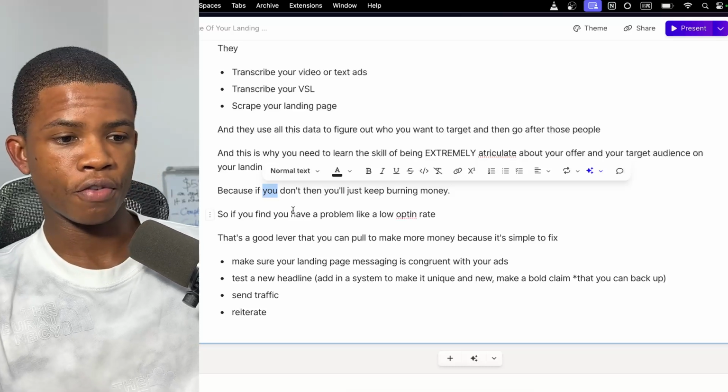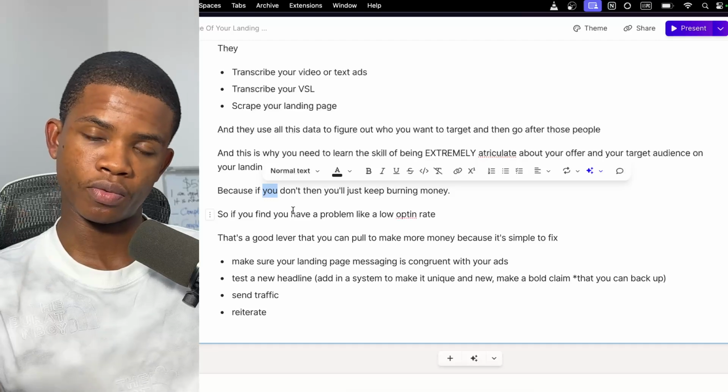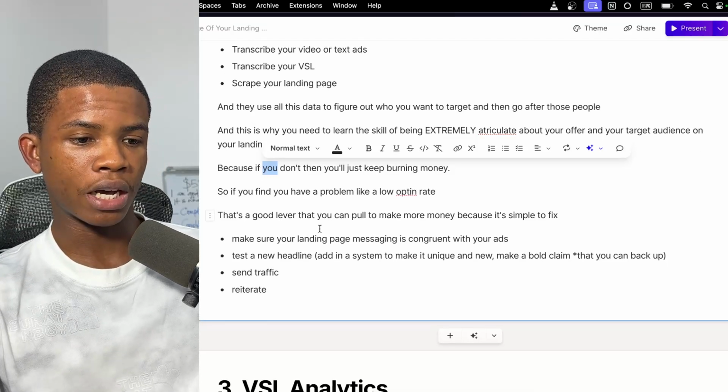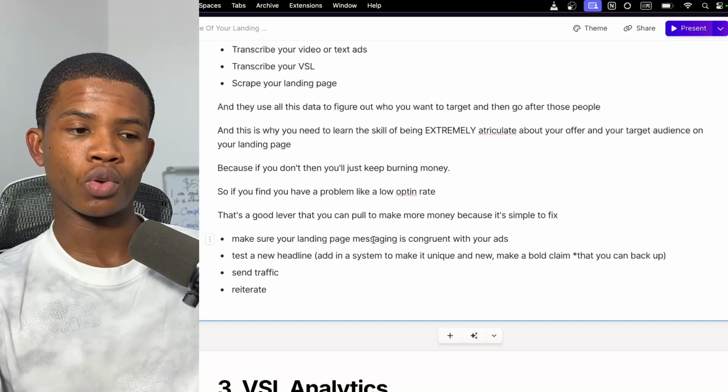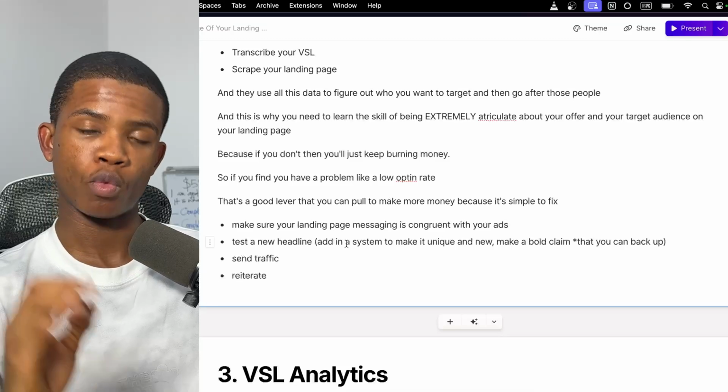So if you find you have a problem like low opt-in rates, that's a good lever you can pull to make money, because it's very simple to fix. You make sure your landing page messaging is congruent with your ads or your content. You test a new headline, add in the system to make it unique. And we're talking about the headline here.